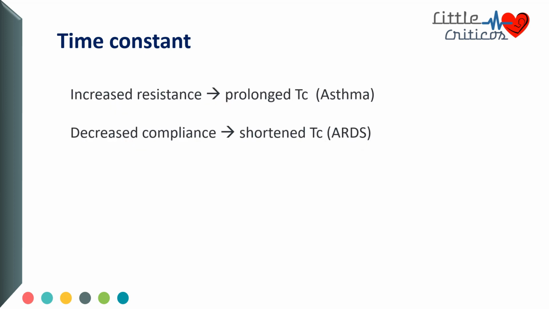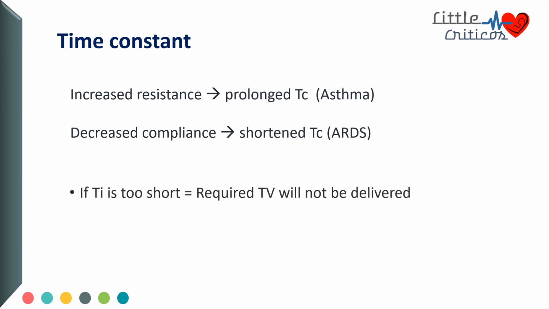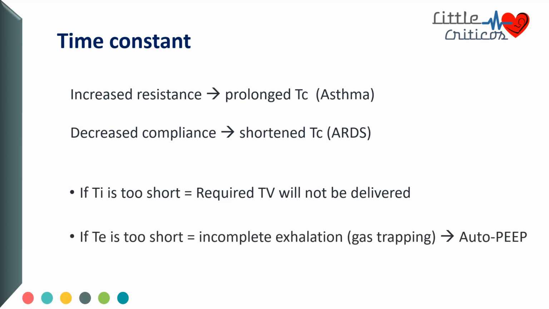Conditions which have increased airway resistance, like asthma, have prolonged time constant. Conditions that have decreased compliance, like pneumonia and ARDS, will have shortened time constant. If the inspiratory time set is too short, the required tidal volume will not be delivered. If the expiratory time is too short, there will be incomplete exhalation leading on to gas trapping and auto PEEP.